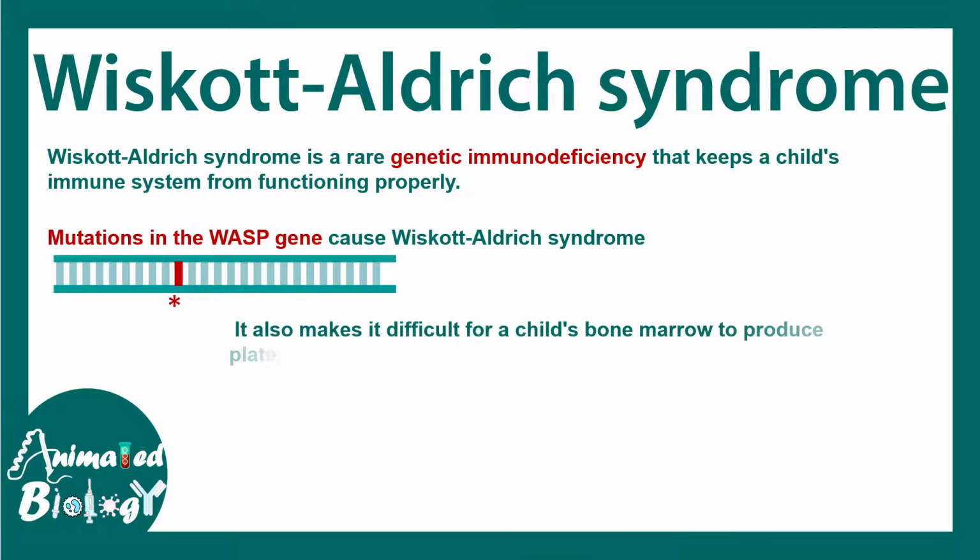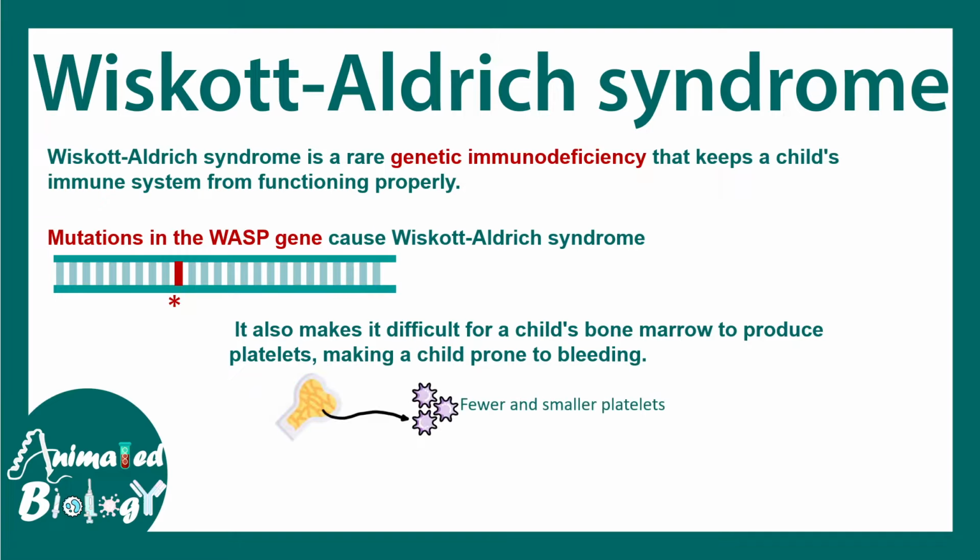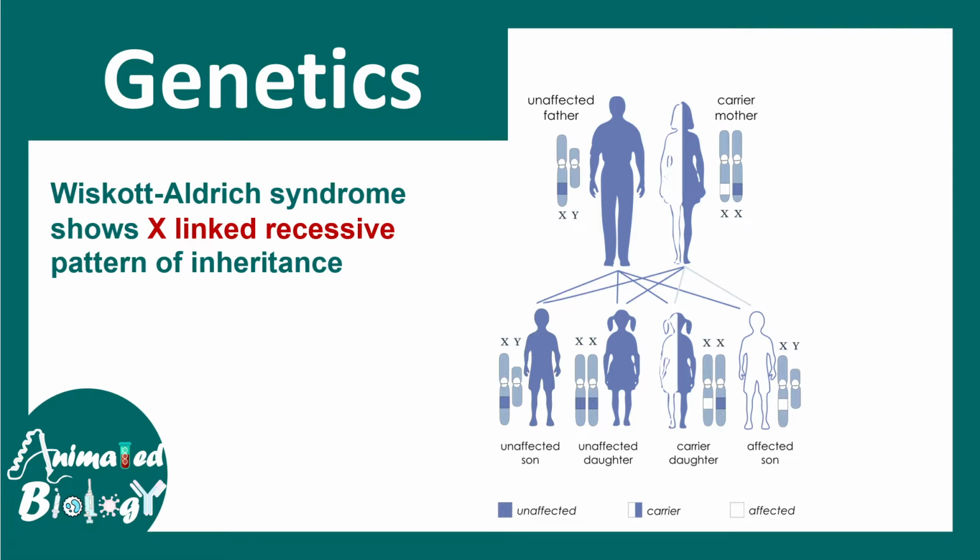It also makes it difficult for the child to produce platelets. So abnormally small platelets are found in a child with Wiskott-Aldrich syndrome. Now it's mostly common in males. When we think about the genetics, Wiskott-Aldrich syndrome shows an X-linked recessive pattern of inheritance.